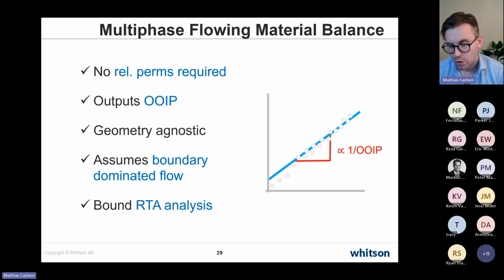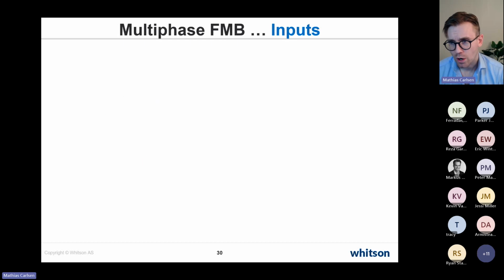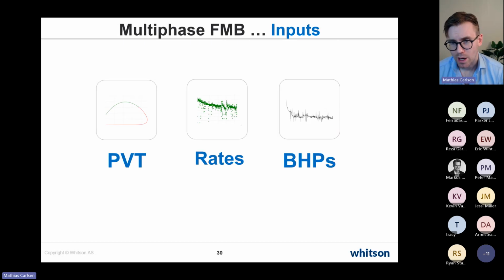We plot a line on a curve. The inverse of that is your pore volume. This is a small OIP, big OIP, and bigger OIP. Inputs are PVT, rates, and bottom hole pressures. Nothing else than that. That's also a beautiful thing about it. All of this, PVT, you can estimate from an equation of state. The rates are either measured, and the bottom hole pressures are either measured or calculated.